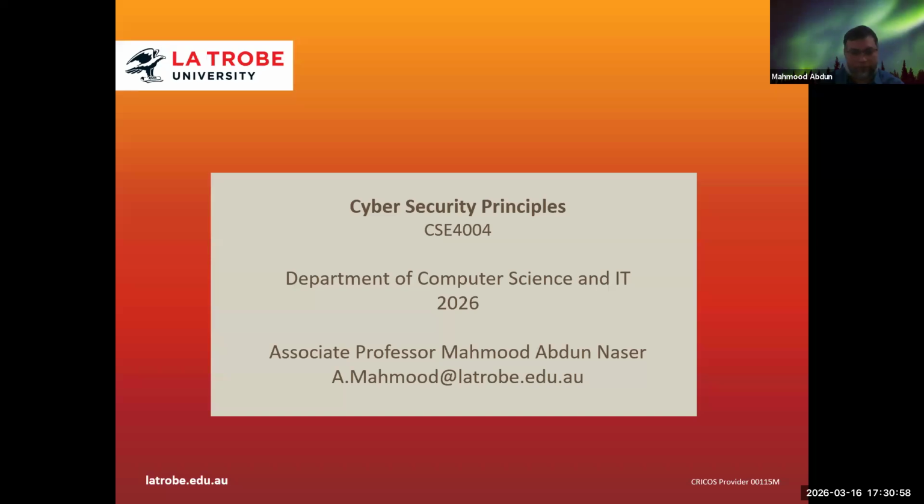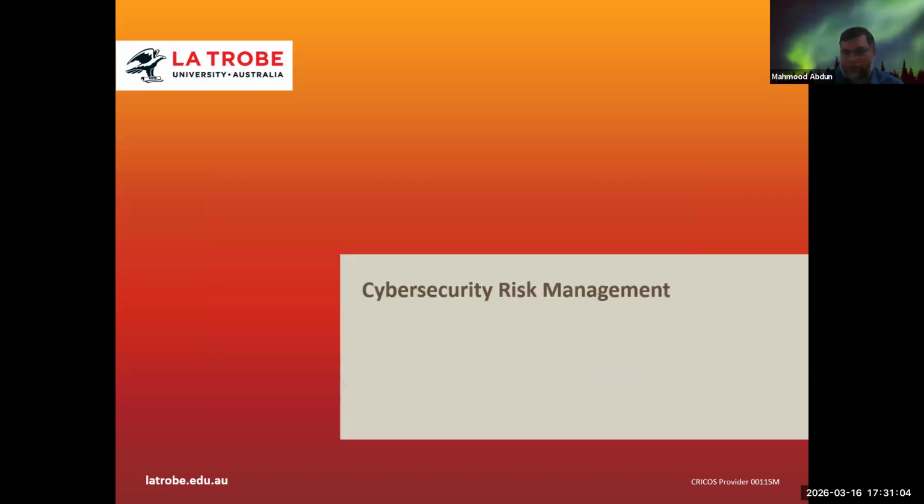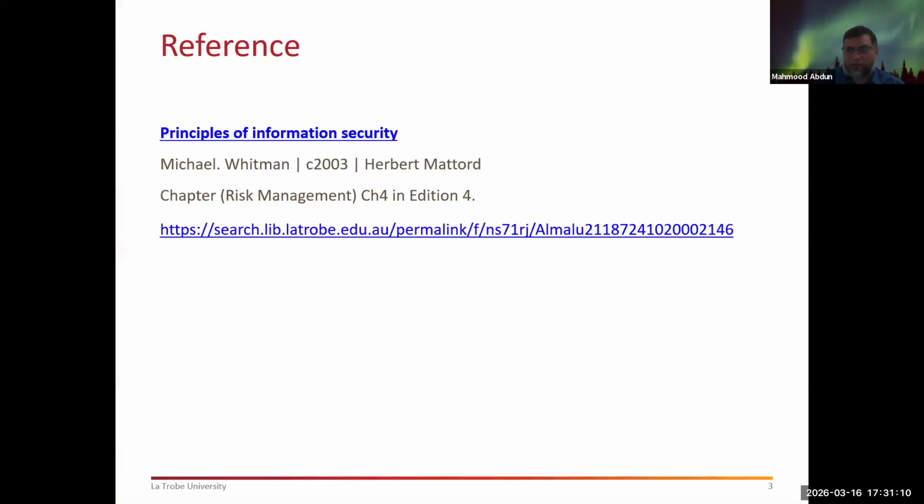Okay, so for the first part, we'll be looking at cybersecurity risk management, and this is the main source of information that we'll be following. This is Principles of Information Security by Michael Whitman and Herbert Mattord. And there is a link over here which you can follow or search after logging into your library account. And this might give you a copy of an online version of it. But most of this content has already been curated on our LMS.